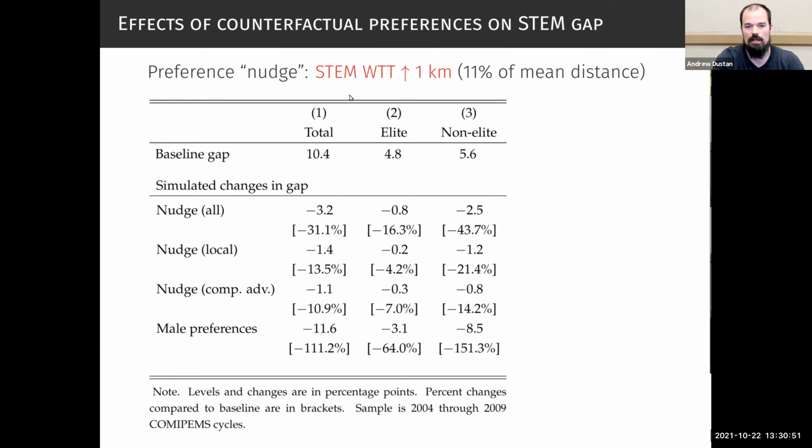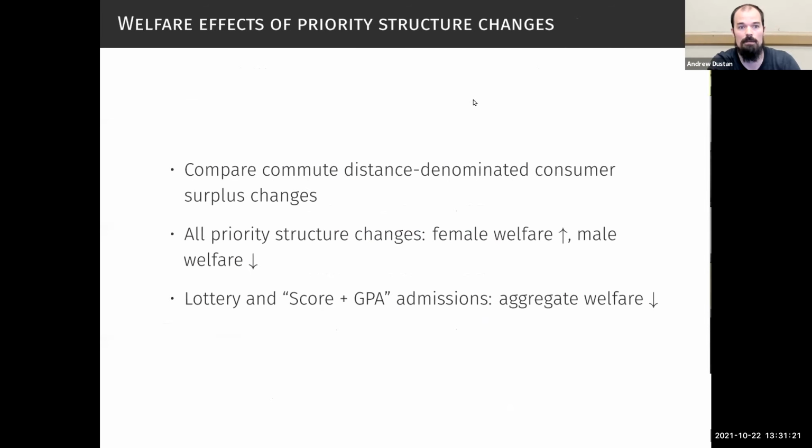So suppose you had an intervention, a quite successful intervention, that increased female willingness to travel for STEM schools by 1 kilometer, 11% of the mean distance of the schools that people report. You can close the STEM gap by about a third. More targeted interventions close it by less. But that gives you an idea, a bound on what a reasonable intervention might be able to do in terms of closing the gap from the demand side.